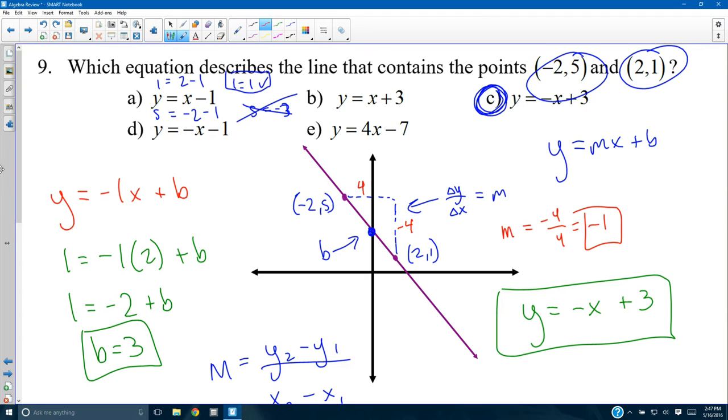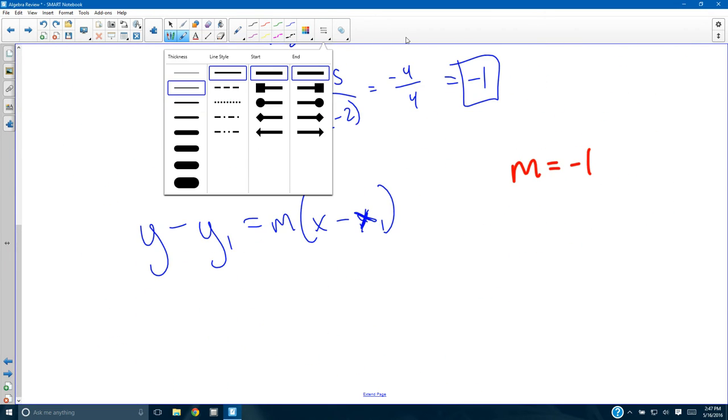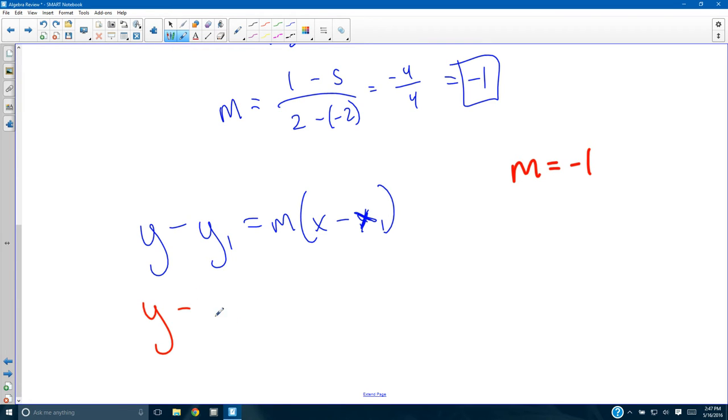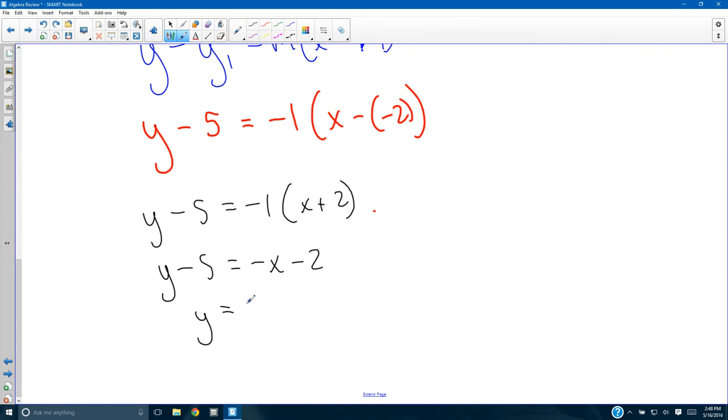But plug in negative 2, 5 or 2, 1. This time I'm going to do negative 2, 5. Plug in negative 2 for x1 and 5 for y1, and you're going to get the equation y minus 5 equals negative 1, that's your m, times x minus negative 2. Okay? And that gives you y minus 5 equals negative 1 times x plus 2. Distribute the negative 1 and add 5 to both sides. You'll still get that in slope-intercept form.